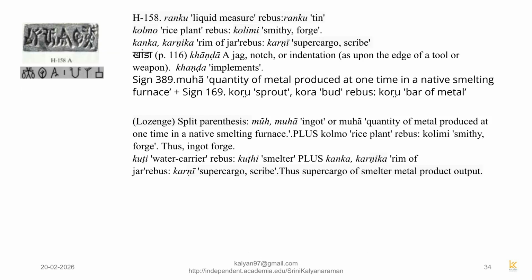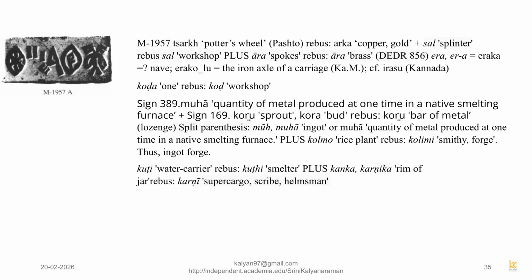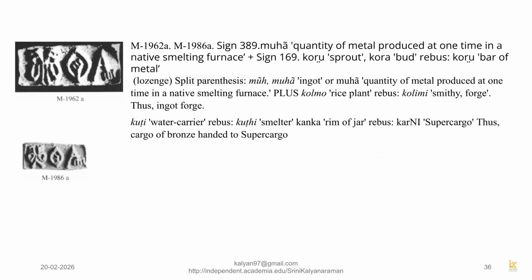H143 and H146 denote metal castings, bell metal, implements, and ingots from the workshop and forge, overseen by a supercargo. H152 and H154 illustrate accounts of ingots, implements, and bell metal from the forge and workshop, managed by a supercargo. H158 outlines the smelter metal product output account for tin ore, implements, and ingots from the smithy and forge.